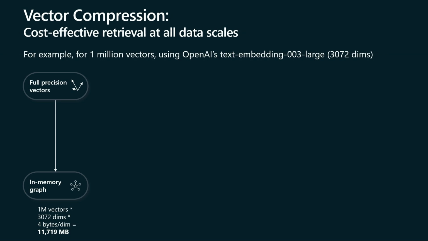Let me give you a concrete example. So let's say you have 1 million vectors, and you use OpenAI's text embedding 3 large model, which uses 3,072 dimensional vectors. So if you take 1 million vectors times 3072 times 4 bytes per dimension, that's a 32-bit float. So you need 11 gigs of data without accounting for the data structure overhead. So no matter what strategy for indexing you use, if you need to hold them in memory, you need 11 gigs of RAM per million vectors.